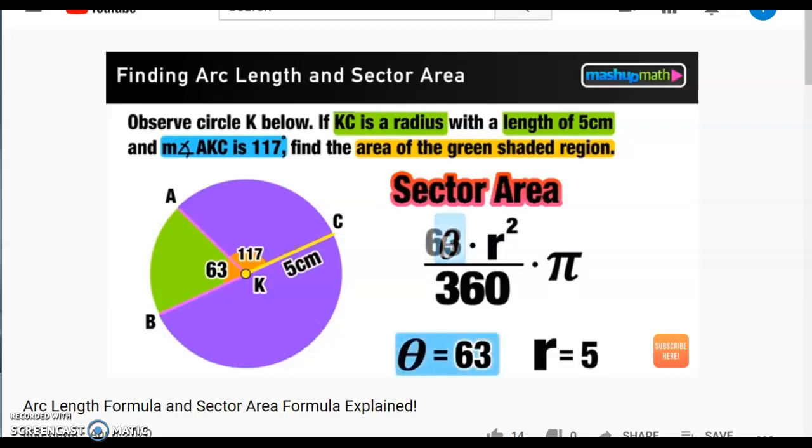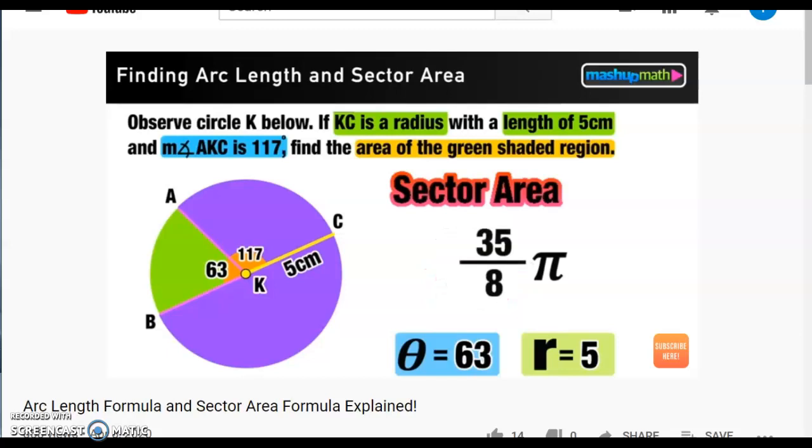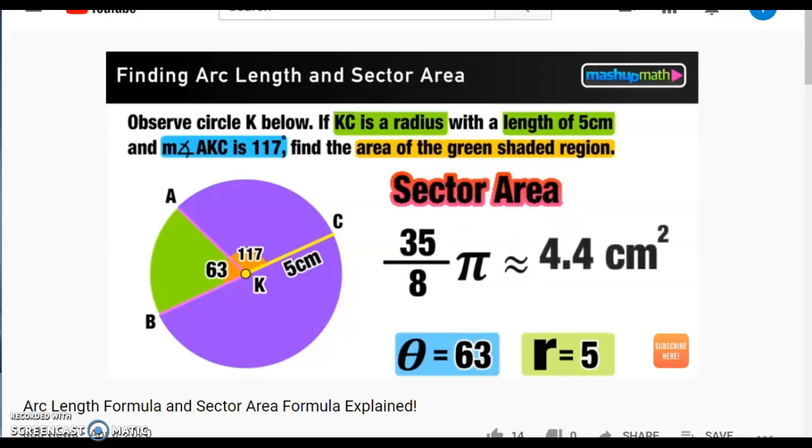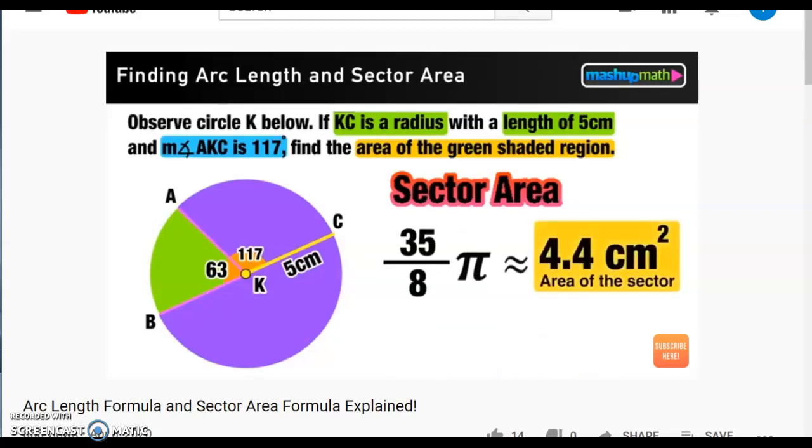The last thing we need to do is substitute. Replace theta with 63 and replace R with 5. And now we can evaluate. 63 times 5 squared is the same as 63 times 25, which equals 1575. Then divide that by 360. This is equivalent to 35 pi over 8, or approximately 4.4 centimeters squared, the area of the sector shaded in green.